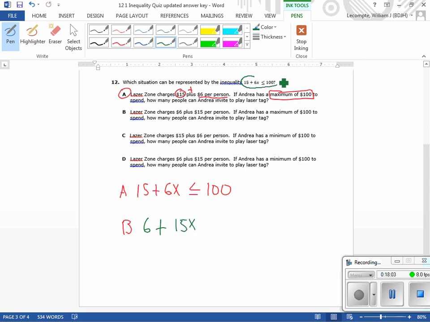We look at C. We have 15. That's a good start. Plus 6 per person. That's a good start. But here's where we find out the difference. The minimum is $100, so I can go over 100. So that means I can be greater than 100. So that is not the same inequality as the one here. And then D, it says laser zone charges 6 plus. Well, we know B wasn't right because it had a 6 to start with. So we're going to take the D out.